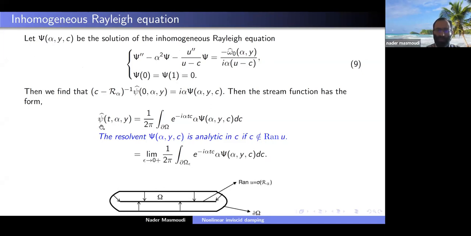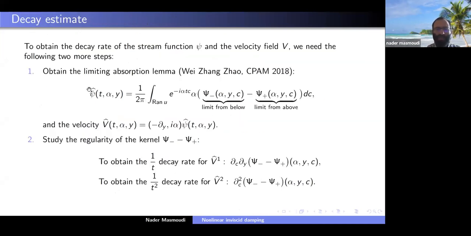And then you can get your stream function at time t. You can represent it in terms of this psi. And this is your contour integral. You take this integral around the spectrum. I mean, the spectrum is just the range of u. Okay, now one can send epsilon to 0, and basically you get this representation formula.